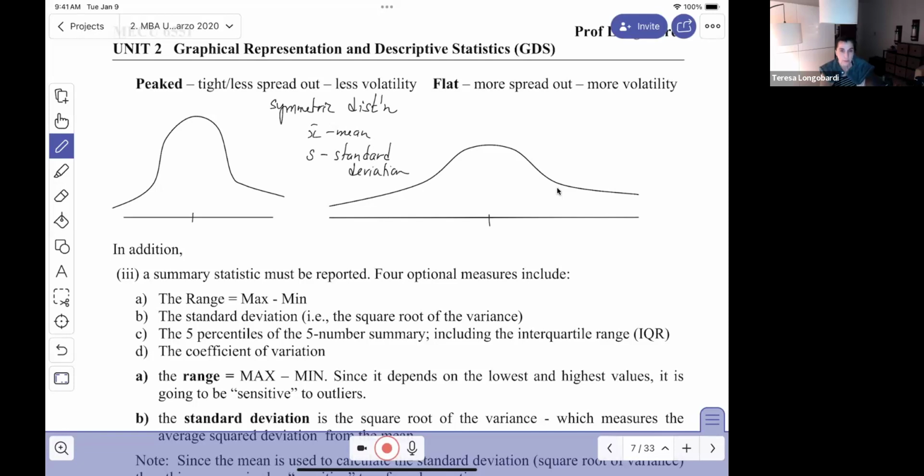I want to take some time to talk about symmetric distributions and the standard deviation, I think, before we go. So we're going to talk about what that is, but it's a measure of how spread out the data are if the data are symmetric, okay?